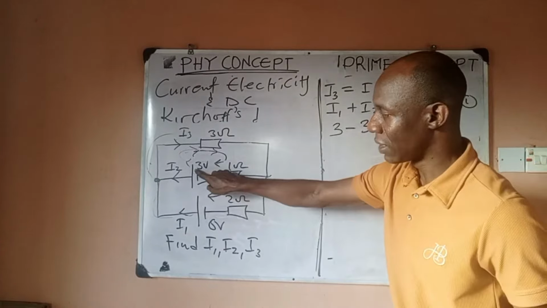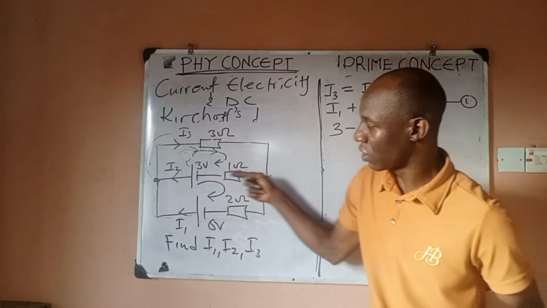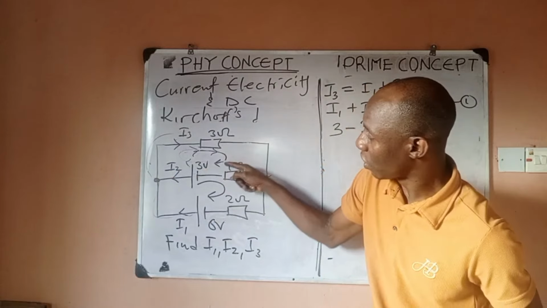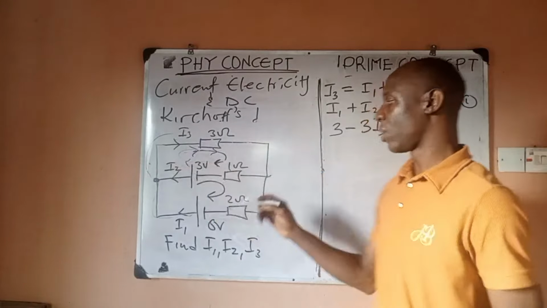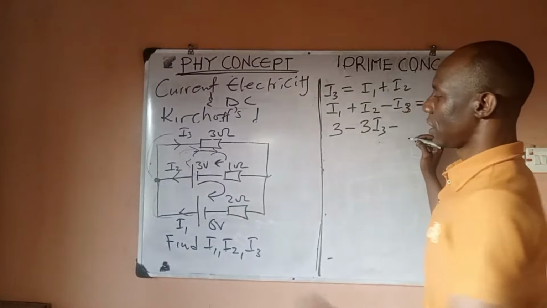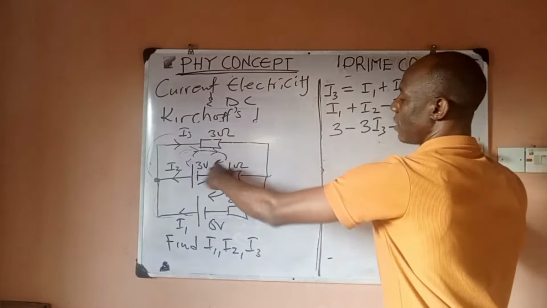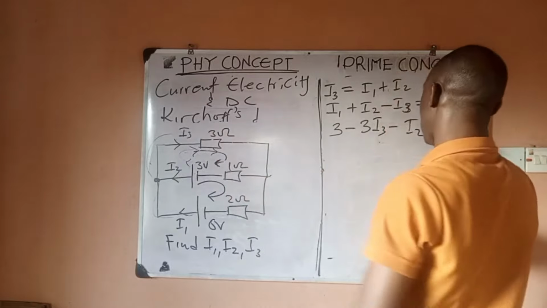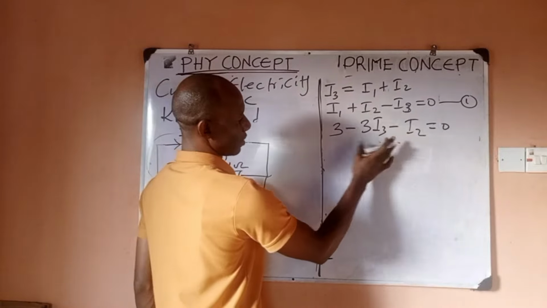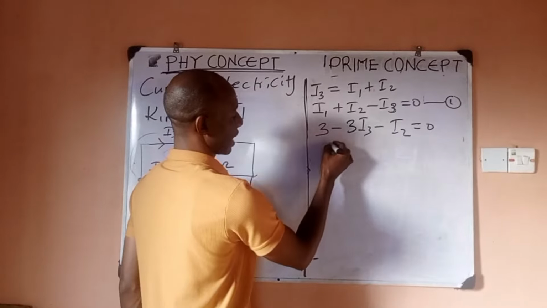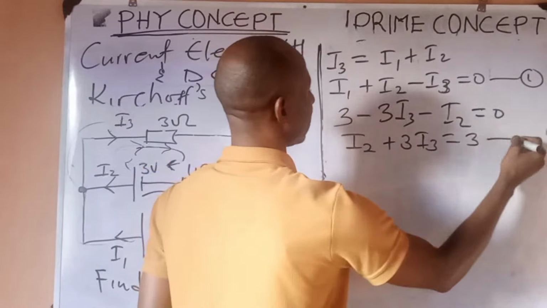Now I've touched this one, and what remains is this. For this one, the current, which is I2, is going forward, and the loop is also going forward. So this is also going to be negative: negative 1 times I2, which is minus I2. And there's no other thing in this loop. I've touched this, this, and this, so I equate to 0. Right? Now, let me rearrange this well, because I'm trying to save time. If I rearrange this, I can just say I2 plus 3 I3 equals 3. This is equation 2.